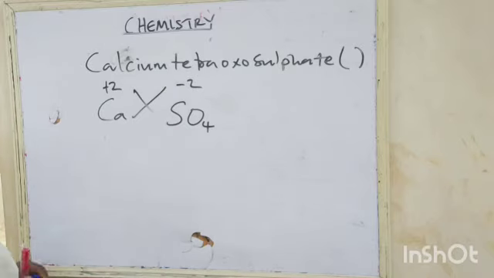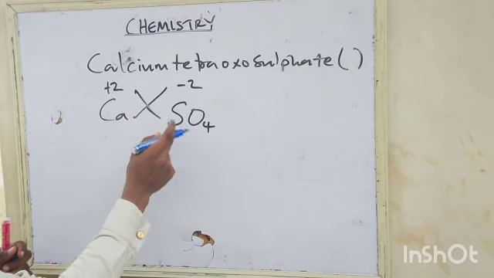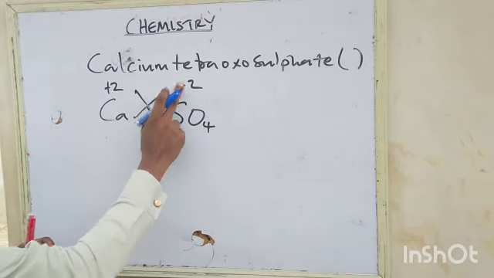So, we cross multiply. When we cross multiply, the signs are not needed. So we have 2, 2. In this case, the 2s cancel out. So when the 2 cancels out, it's just CaSO4. This is calcium sulfate. Now, how do we know the numbers to pronounce the actual, full, correct IUPAC name? Let's quickly look at the calculation.